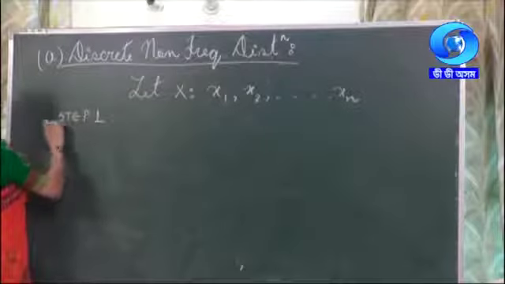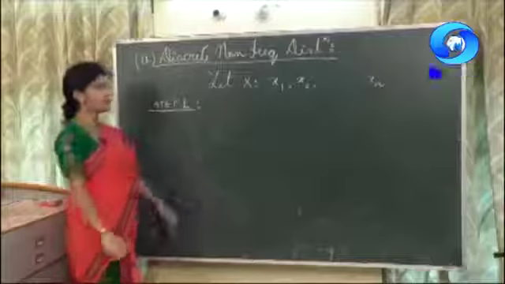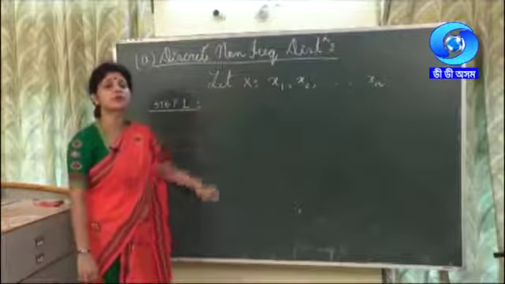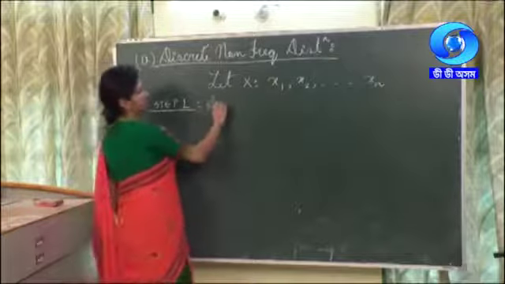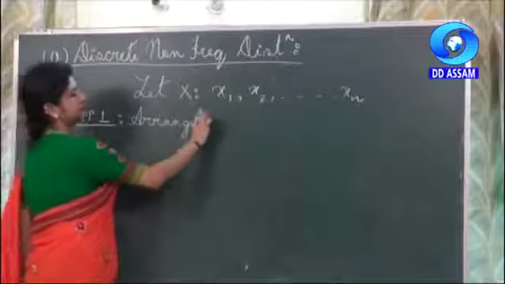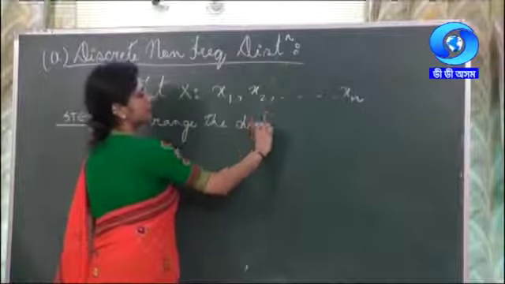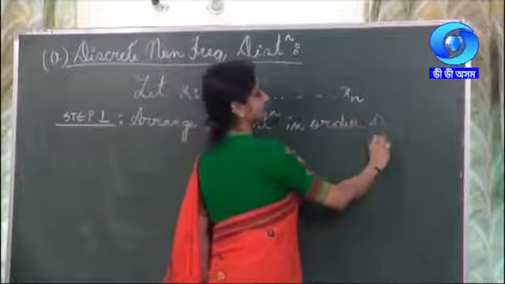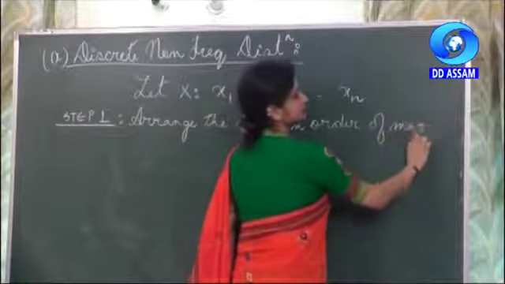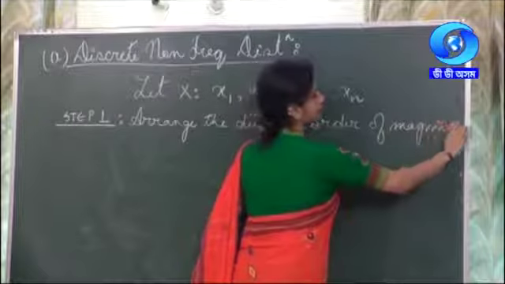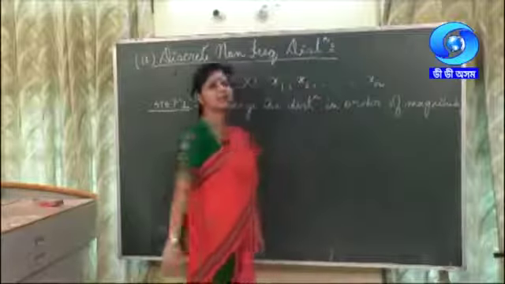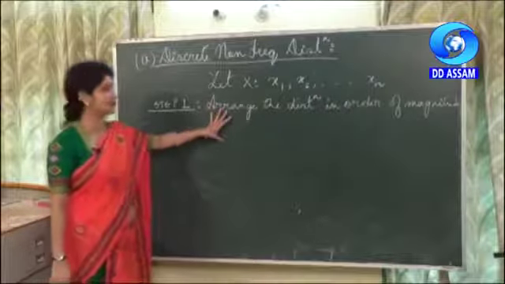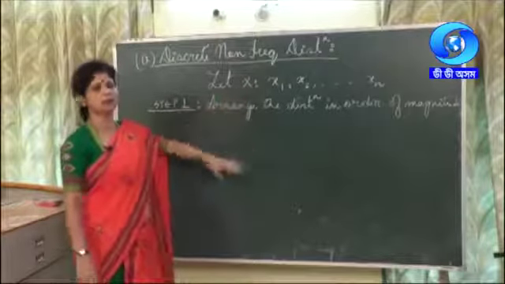Step 1: what do we have to do? We have to arrange the given distribution or series in order of magnitude. All right, that is in ascending order or in descending order, we arrange the values of x from smallest to largest or largest to smallest.